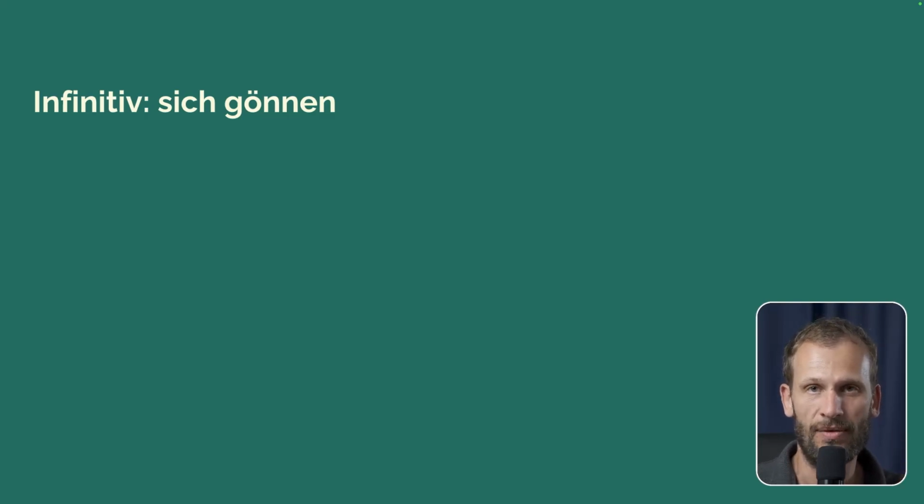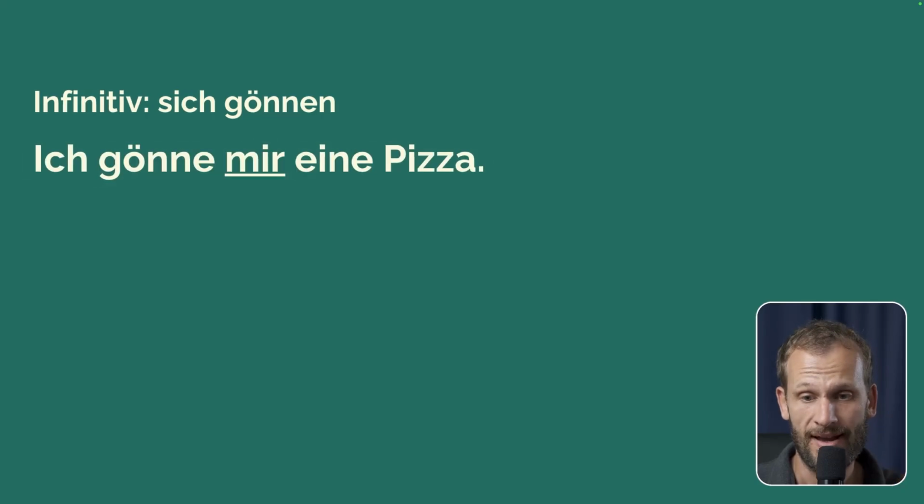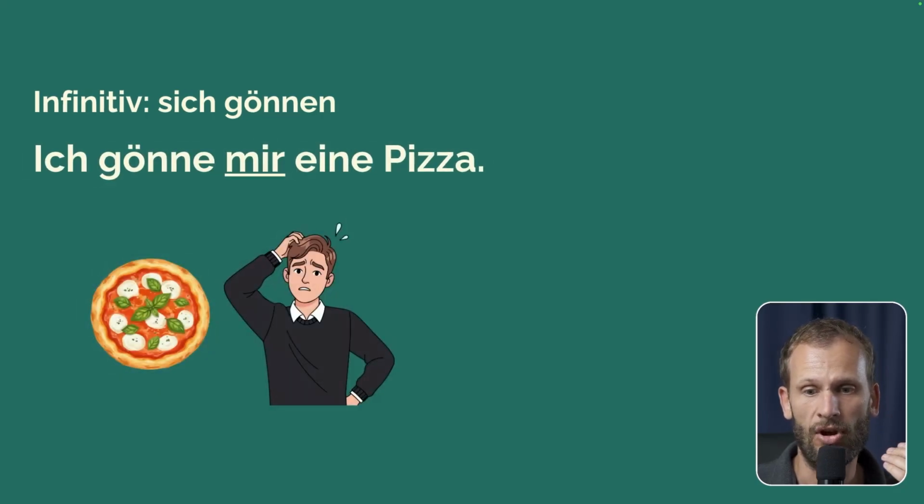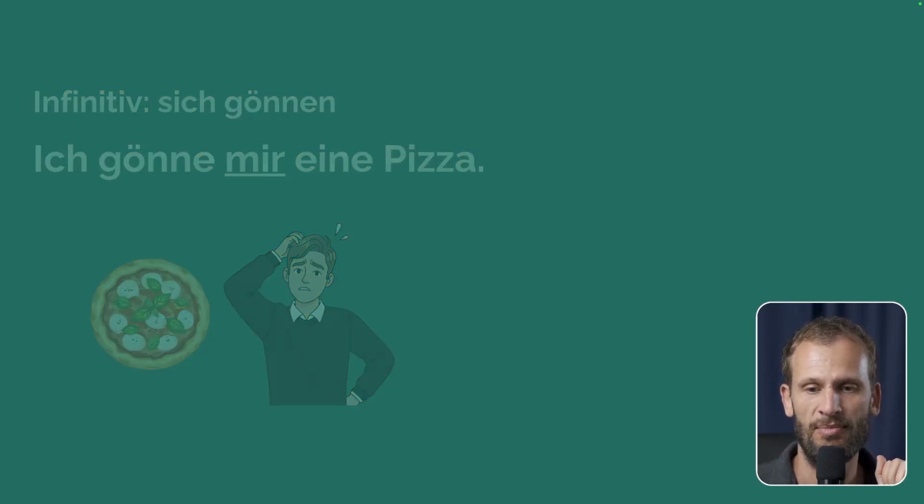Now, 80% of German learners would say mich because the sich looks very similar to the mich, and usually reflexive pronouns we use in the accusative case. This one would be ich gönne mir eine Pizza. It's a very common problem, a very common mistake. In this video, I'll show you how to avoid this mistake.